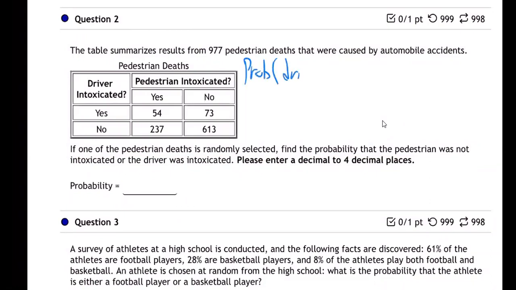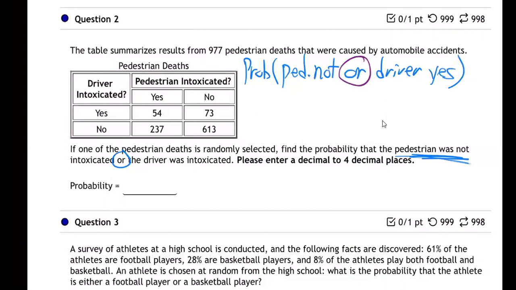Probability that the driver, well, I should start with pedestrian, huh? They're saying pedestrian not, right? Pedestrian was not. I'm sorry, I didn't read the words carefully. No, this is more complex. Yeah, this is tricky. Pedestrian not, or it says or driver yes. Okay, this is tricky. What I just said a minute ago was wrong. I didn't realize it had the word or in there. That makes a big difference whether it says or and in the middle.